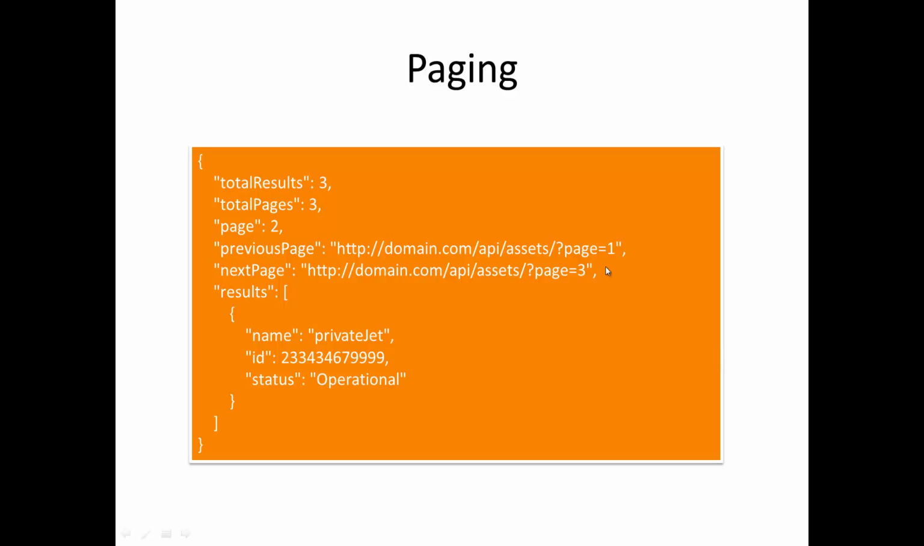So in this case, I've added total results, which is 3. So we have 3 elements. We have total pages 3 because we show 1 element per page, just to make a point here. And we're currently on page 2. Now the results apparently is again our private jet, but there's something else that's interesting, and this is previous page and next page. So here you can actually navigate to the pages with HTTP links.